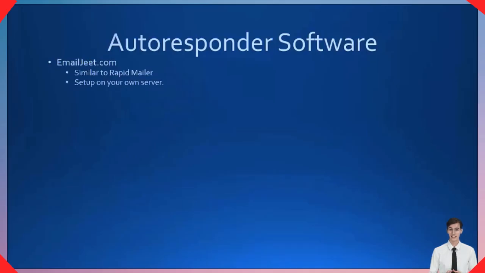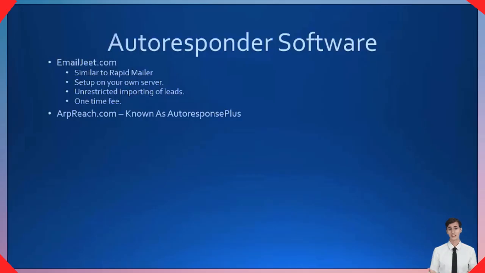Emailjeet is similar to RapidMailer. It's another one that recently came out. You can set it up on your own server, with unrestricted importing of leads. It's a one-time fee. And then another one known is arpreach.com. It's known as AutoResponse Plus, and it's a server-side email software as well, just like RapidMailer and EmailJet. Server side, meaning it runs off your own email server.